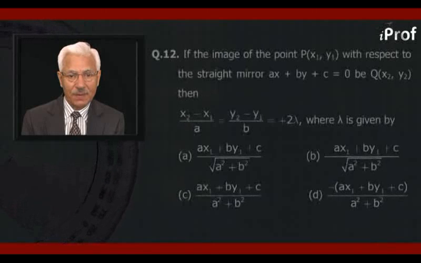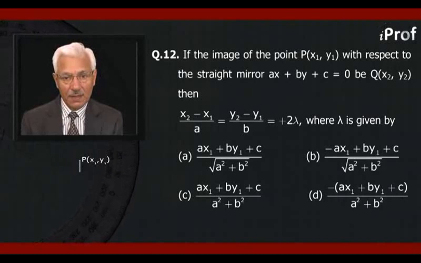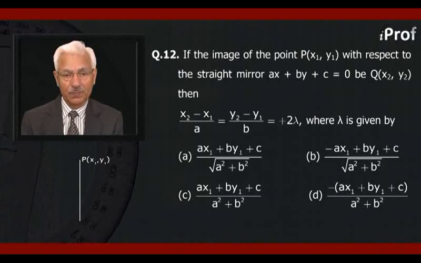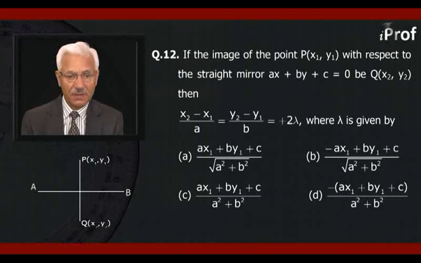If the image of the point P(x1, y1) with respect to the straight mirror ax + by + c = 0 is Q(x2, y2), then (x2 - x1)/a = (y2 - y1)/b = 2λ, where λ is given by the options: first, (ax1 + by1 + c) divided by the square root of a² + b².